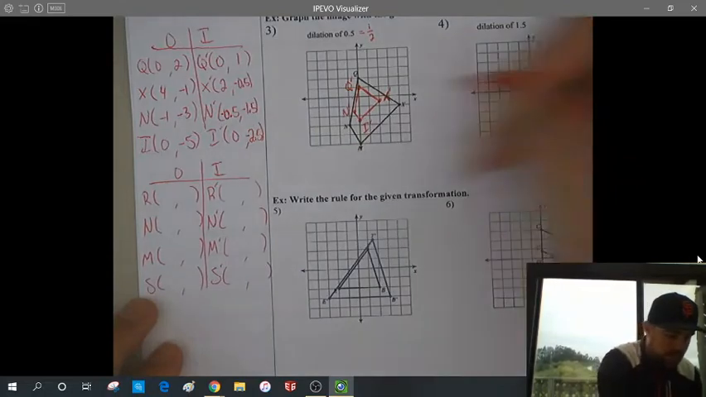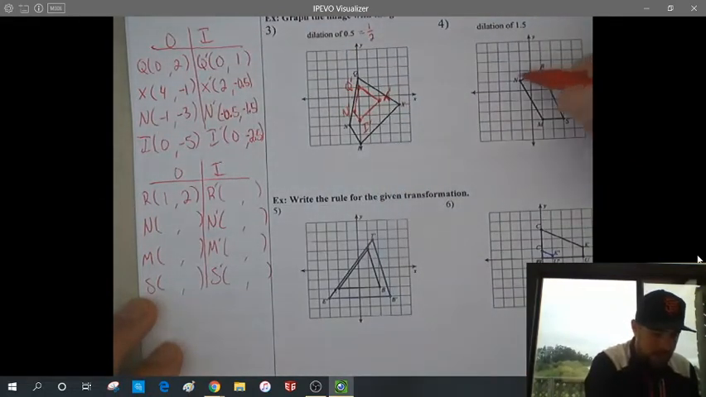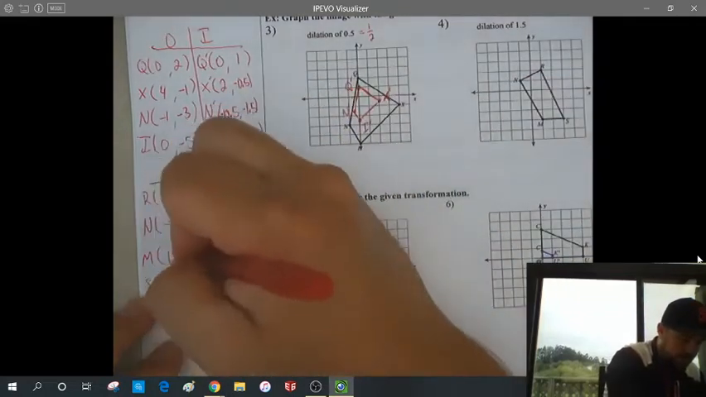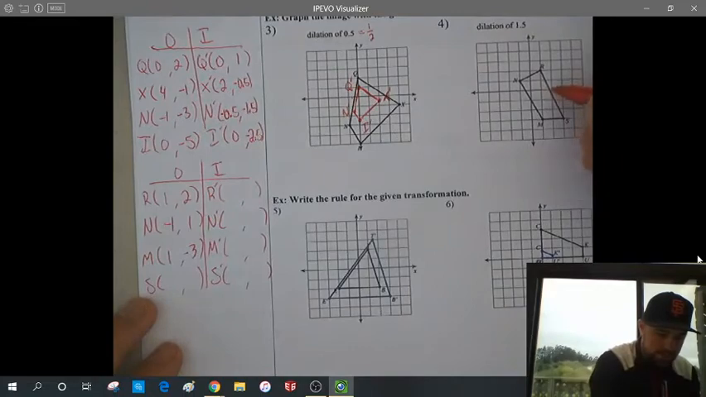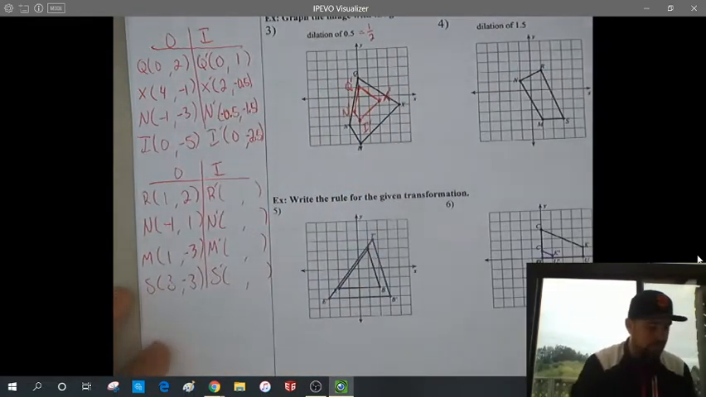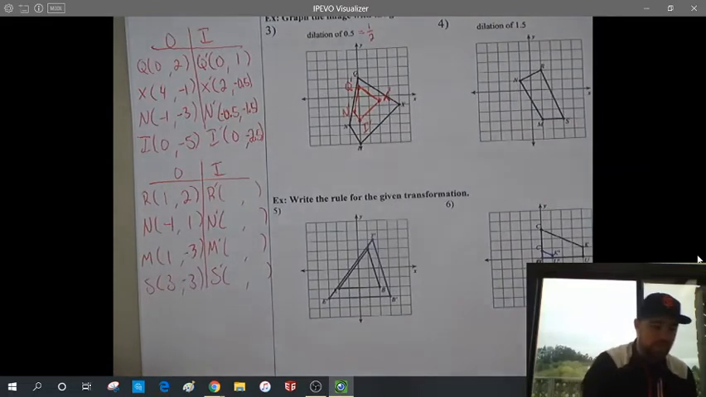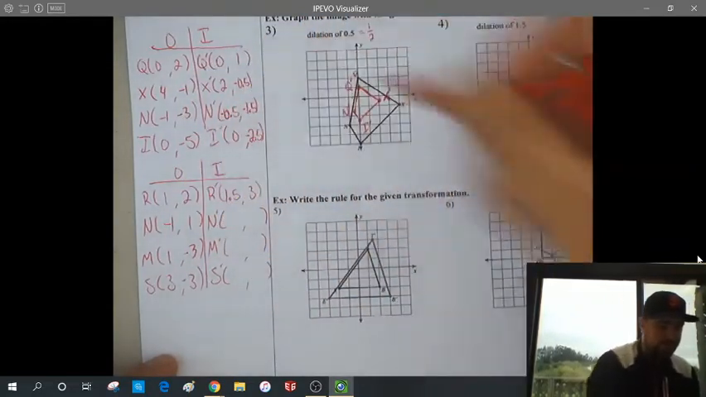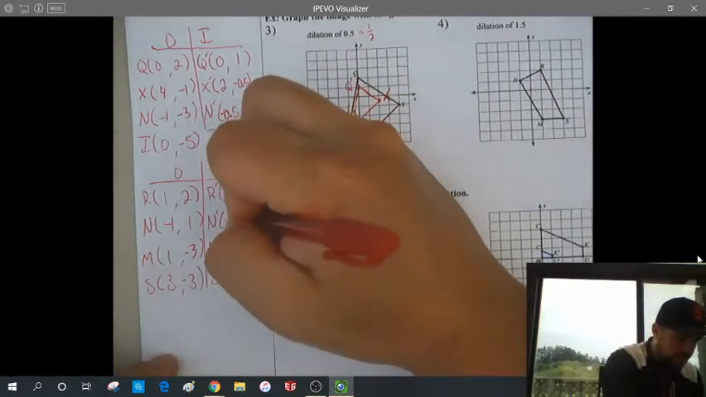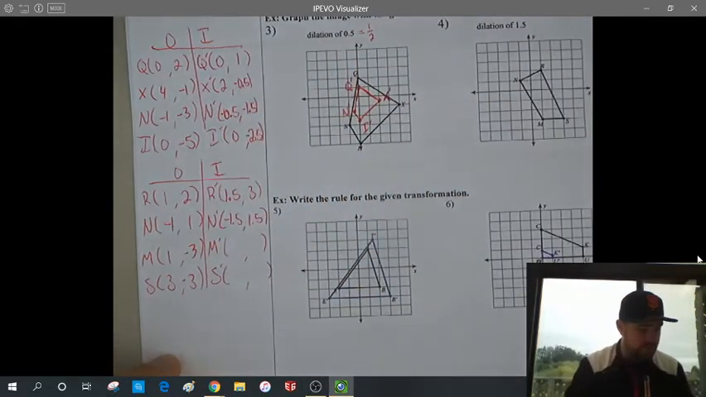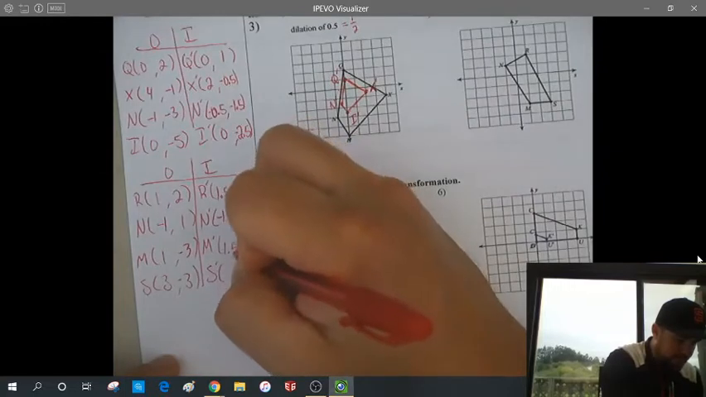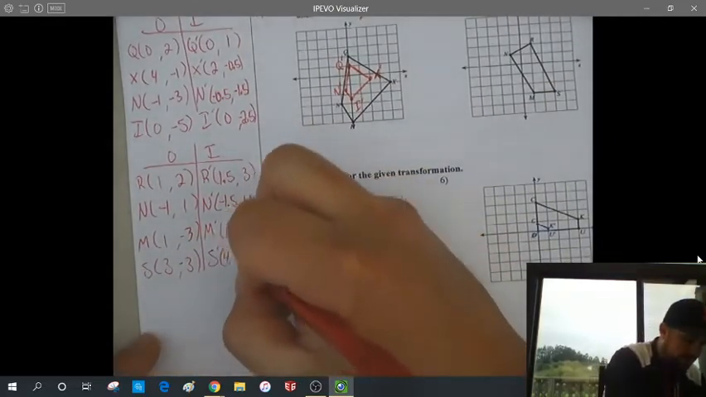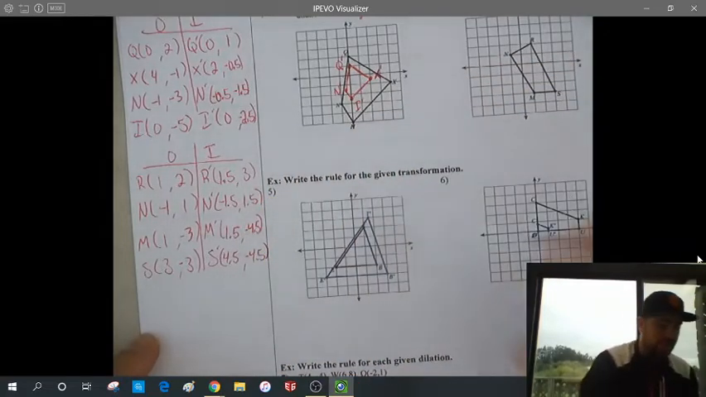Okay, R is at 1, 2. N is at -1, 1. 1, -3 for M, and 3, -3 for S. Okay, now multiplying all of those by 1.5, so R is going to become 1.5, 3 for R prime, -1.5, 1.5 for N prime, and then 1.5, -4.5, and then 4.5, -4.5. So a lot of half units in this one.